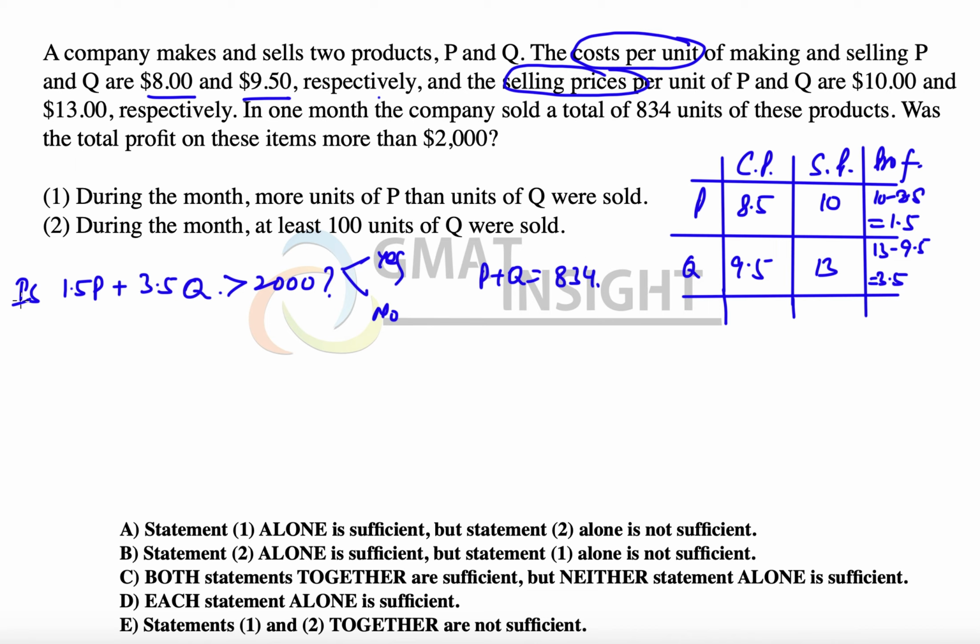That means this equation can be translated into just one variable if you substitute the value of Q or the value of P. So all that we need to answer this question is either the number of items of P or the number of items of Q which are made and sold. Let's look at the first statement.